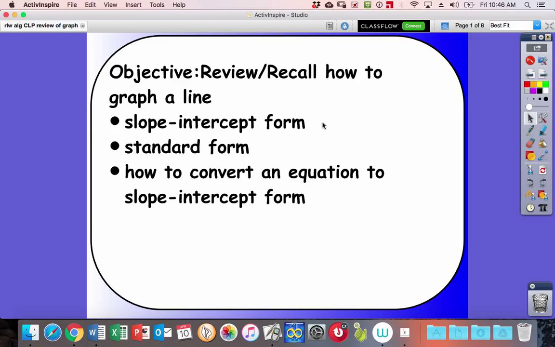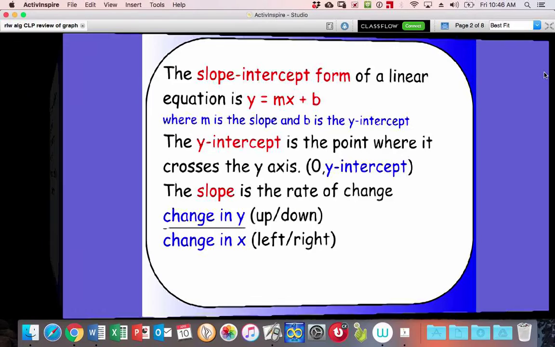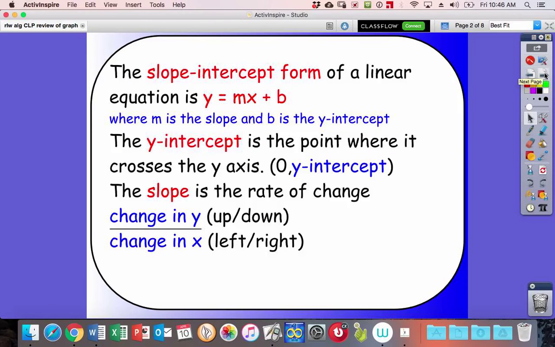I just want to go over a review of how to graph a line. So we're going to talk about how to graph it if it's in slope-intercept form, how to graph it if it's in standard form, and then how to convert an equation to slope-intercept form. I'm going to go pretty fast because I know you can pause this at any time and go back and take notes and write down what you need.